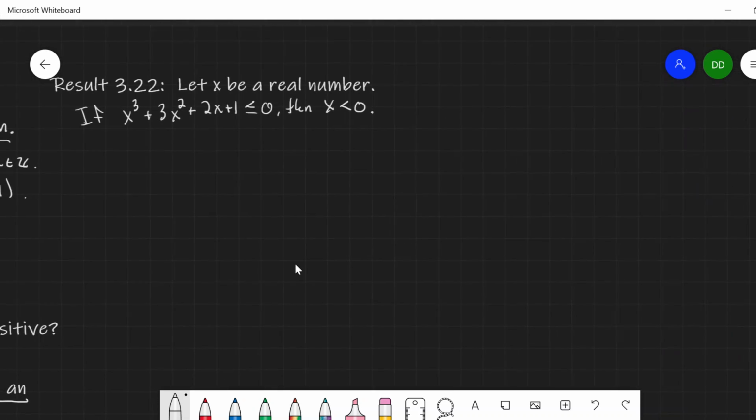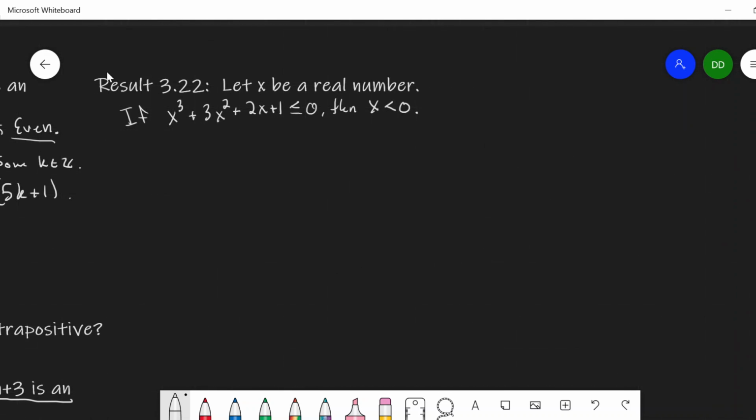Let's look at one more result. Let x be a real number. If x cubed plus 3x squared plus 2x plus 1 is less than or equal to 0, then x is strictly less than 0. So think about what I would have to prove if I was doing this directly. I would assume that this cubic polynomial is less than or equal to 0, and then I'd have to show x is strictly less than 0.